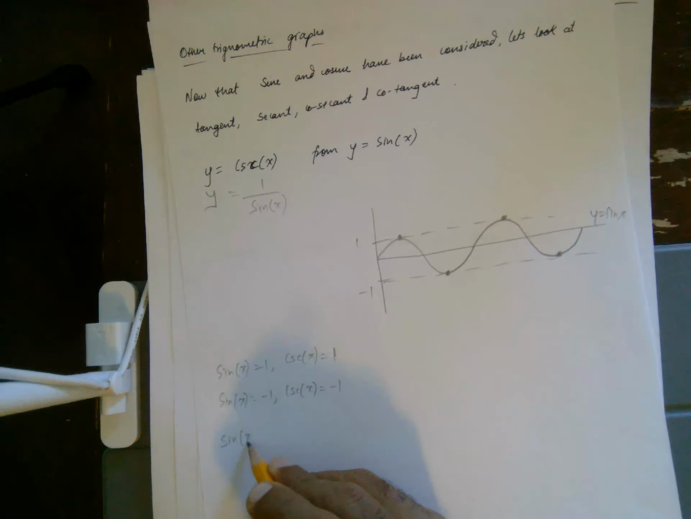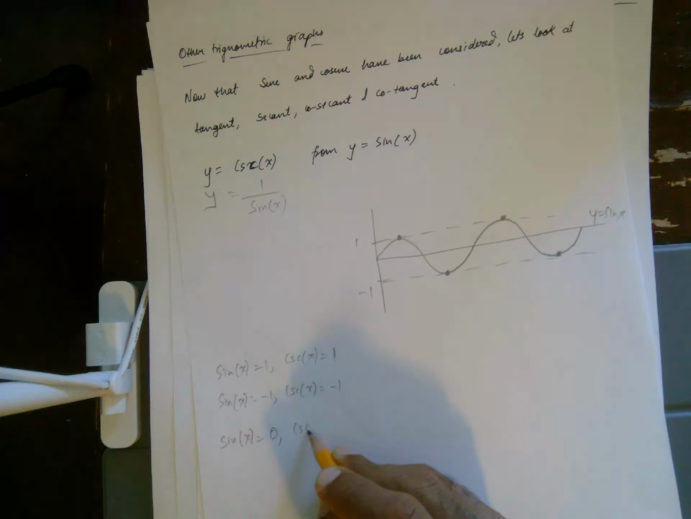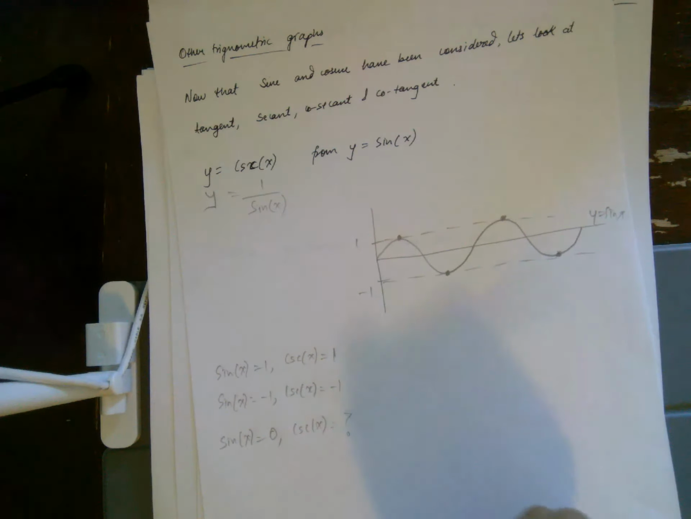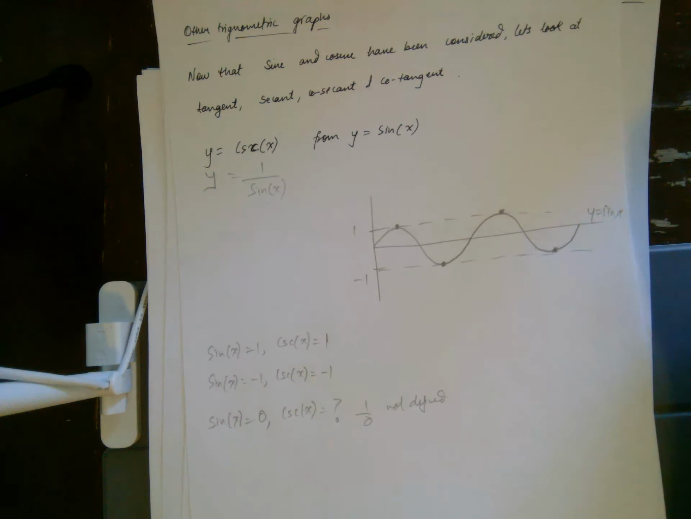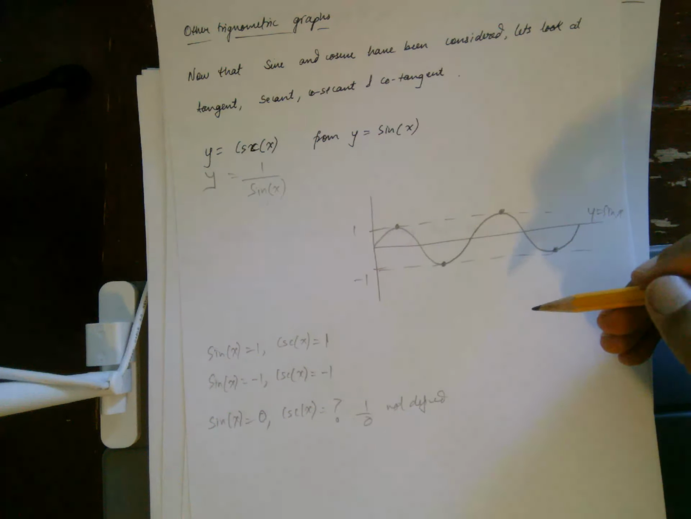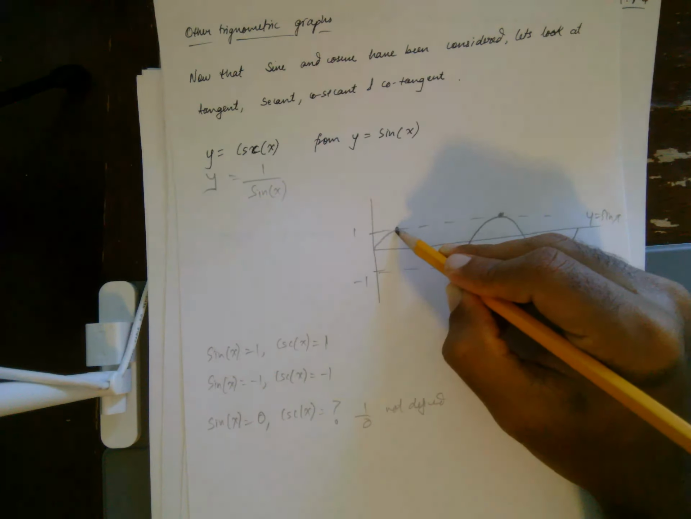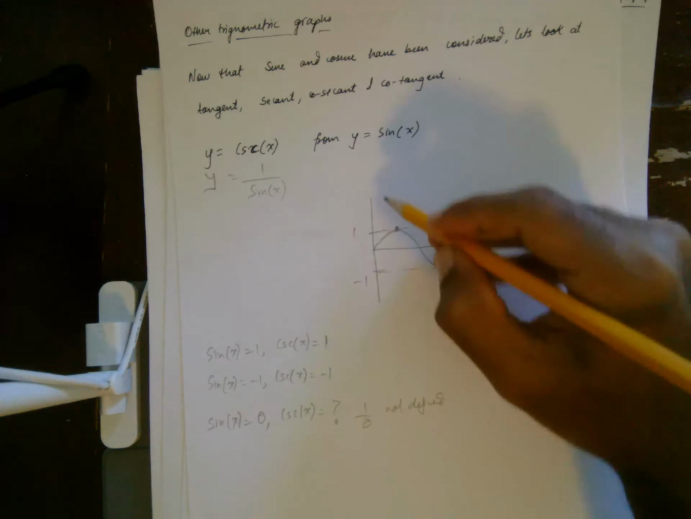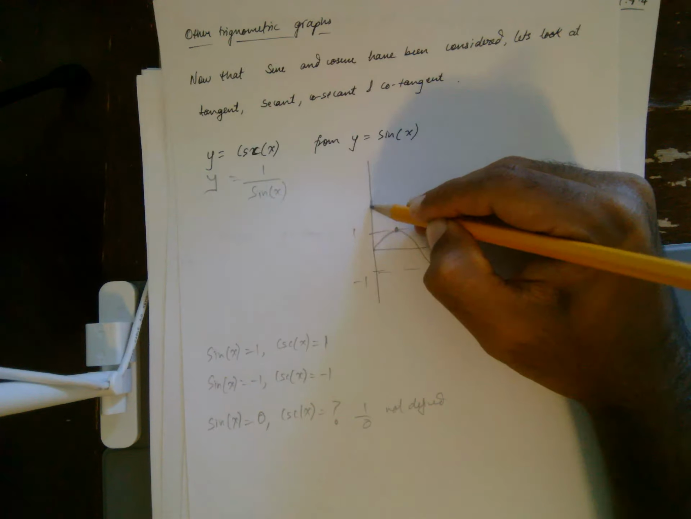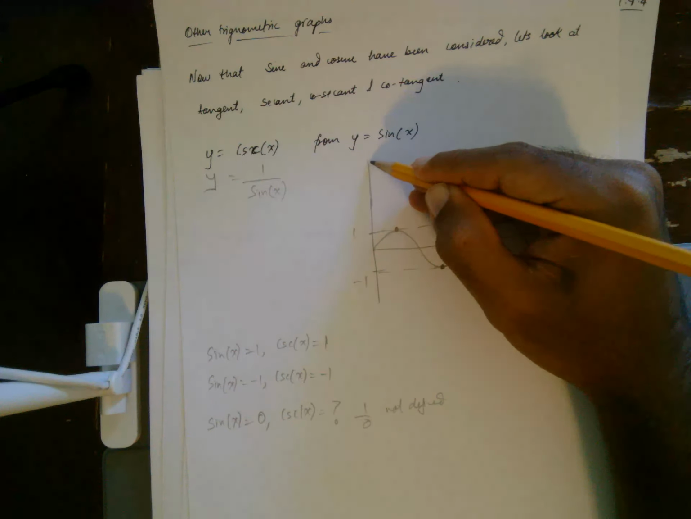When sine x is 0, what happens to cosecant x? Okay, recall 1 over 0 is not defined. But we can always look at what happens when you get closer to 0, right? So right here, let's follow this graph. That is 0. At 0, sine x is 0. So cosecant is going to be undefined, which means it can never have a value here.